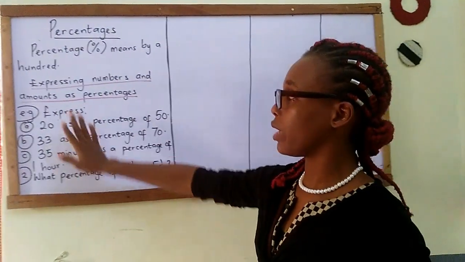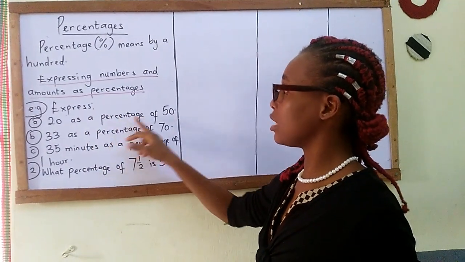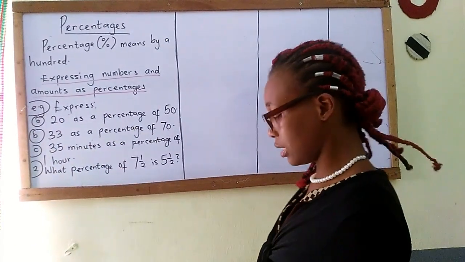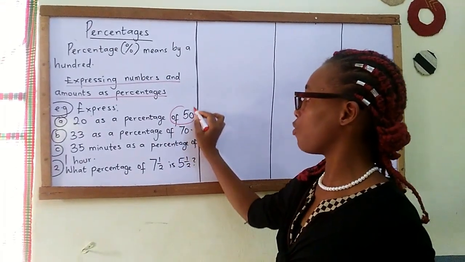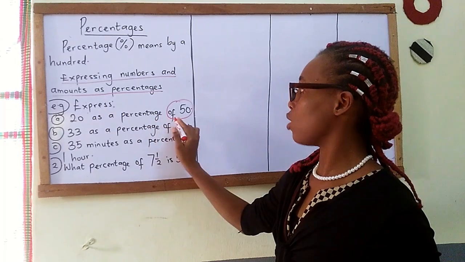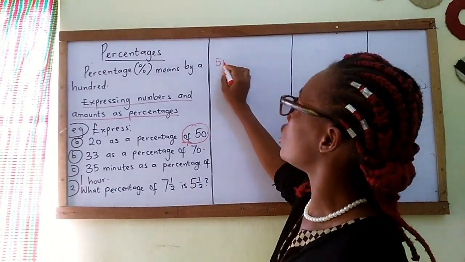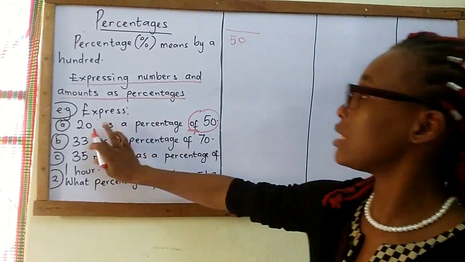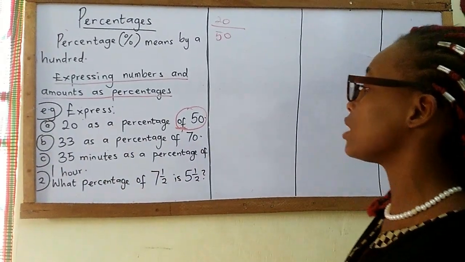So for question 1 we have: express 20 as a percentage of 50. The "of" here belongs to 50, so that means 50 is the denominator because it says "of 50". Then 20 will be the numerator. We are expressing this 20 as a percentage of 50.